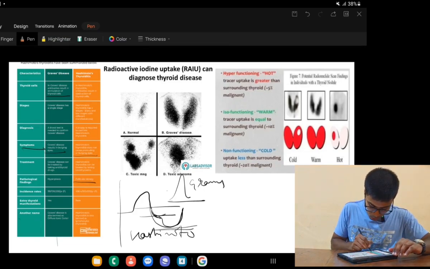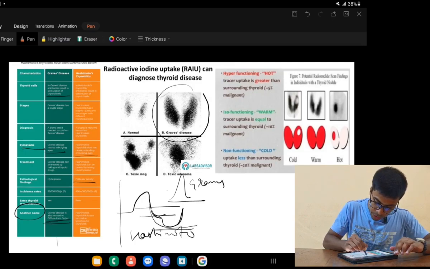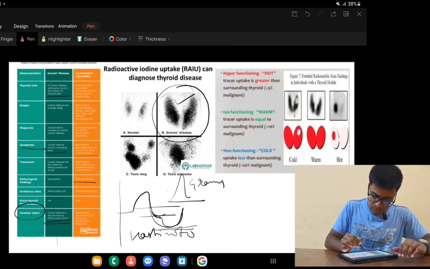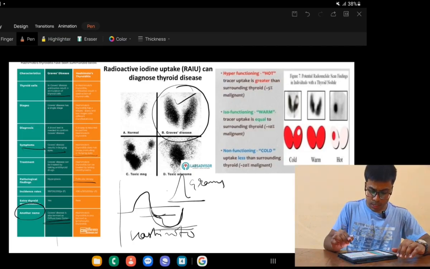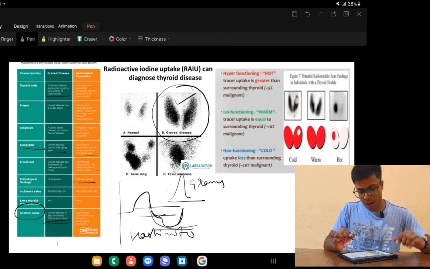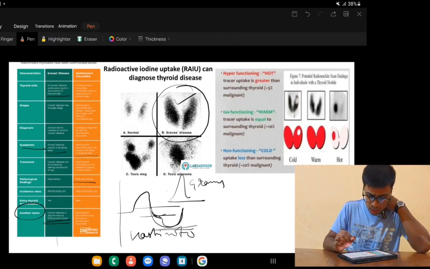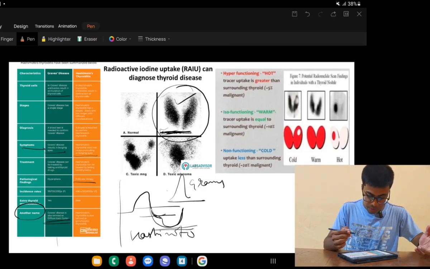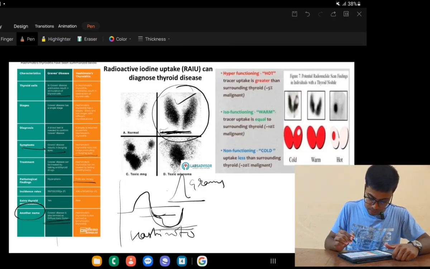Another name for Graves is diffuse toxic goiter. You can see this on radioiodine uptake, that is Graves. Sometimes they will give RAIU scans, that is radioactive iodine uptake scans, and ask what this is. It will be diffuse toxic goiter, or just Graves disease.